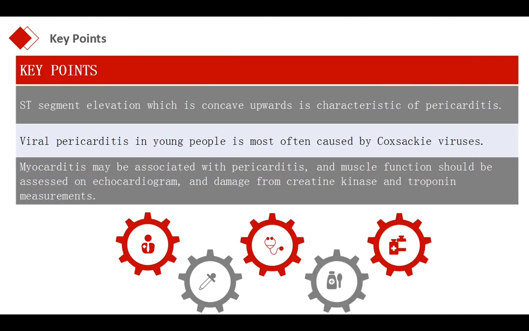Now the last part: key points. ST segment elevation, which is concave upwards, is characteristic of pericarditis. Viral pericarditis in young people is most often caused by Coxsackie viruses. Myocarditis may be associated with pericarditis, and muscle function should be assessed on echocardiogram and damage from creatine kinase and troponin measurements.